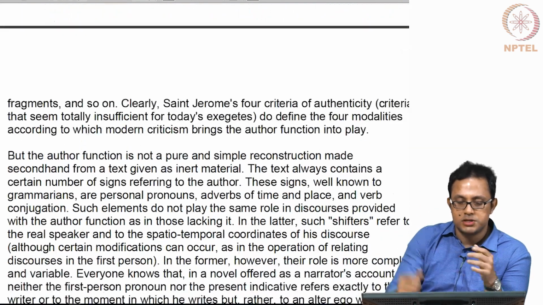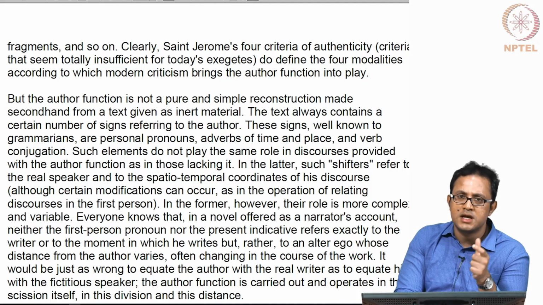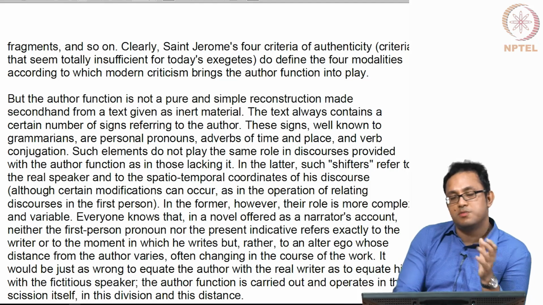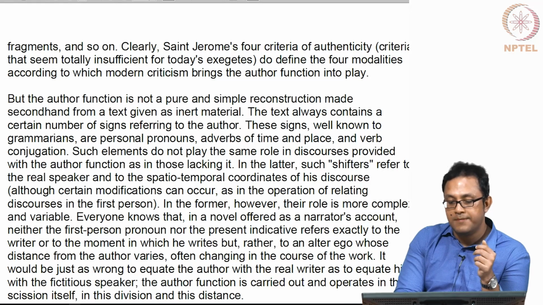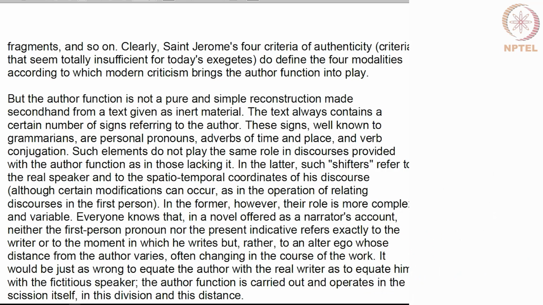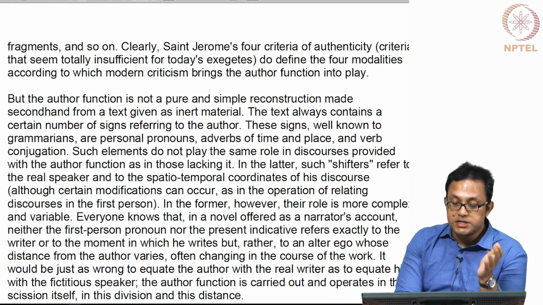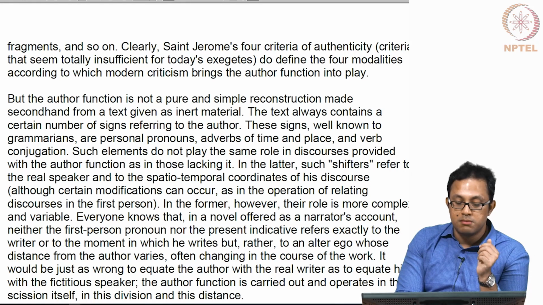But the author function is not a pure and simple reconstruction made secondhand from a text given as inert material. The text always contains a certain number of signs referring to the author. So again, the text contains certain revelatory signs which expose the author, which point towards the author in a way. These signs, well known to grammarians, are personal pronouns, adverbs of time and place, and verb conjugation. Such elements do not play the same role in discourses provided with the author function as in those lacking it. In the latter, such shifters refer to the real speaker and to the spatio-temporal coordinates of his discourse, although certain modifications can occur, as in the operation of relating discourses in the first person. In the former, however, the role is more complex and variable.